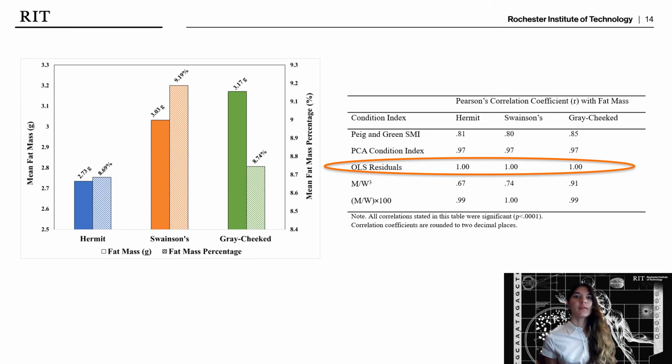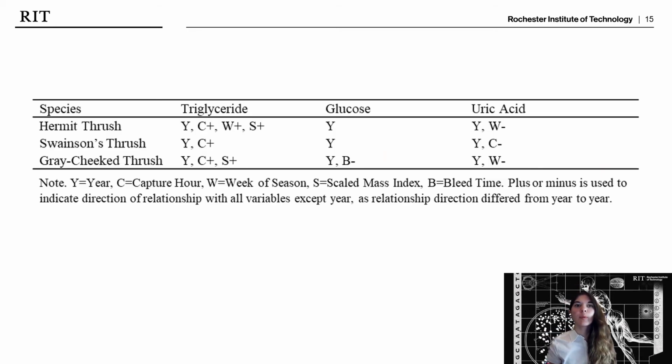If in future studies we find evidence that our models are accurate at predicting fat stores, then we could potentially use our fat mass estimates to help us determine which condition indices are the best predictors of fat content in thrushes. Now that we have looked at some results from the fat mass estimation piece of this project, I'll talk a little bit about metabolite results.